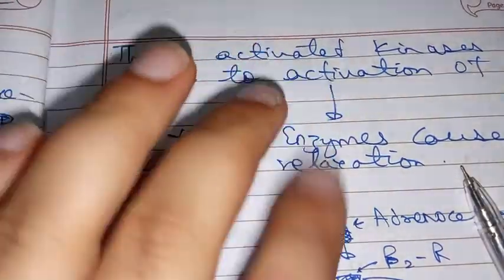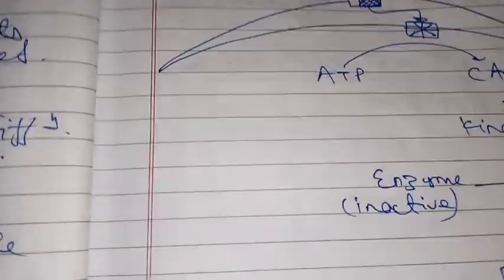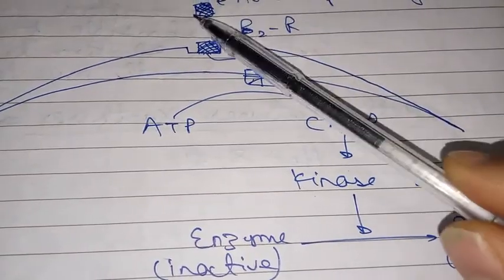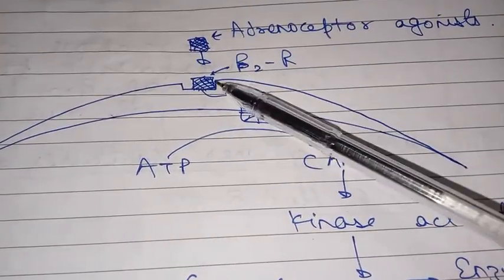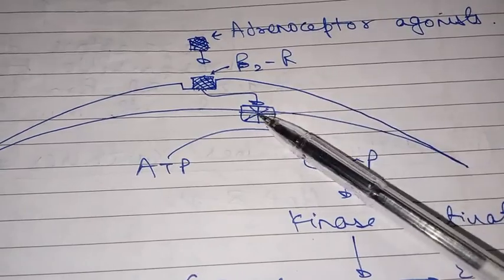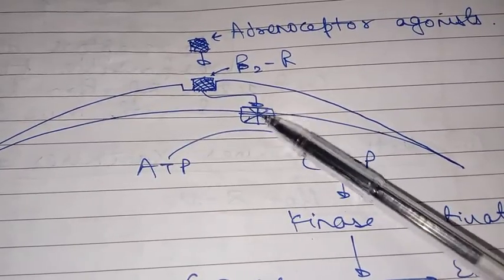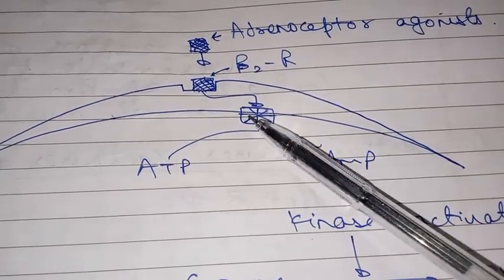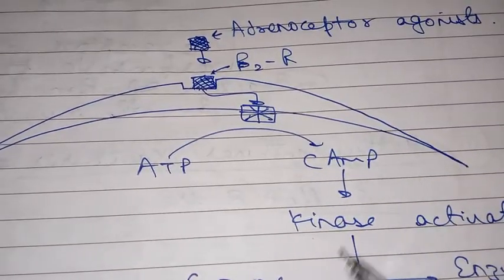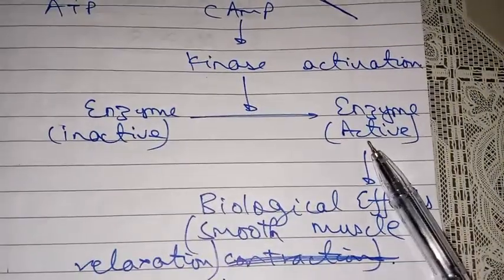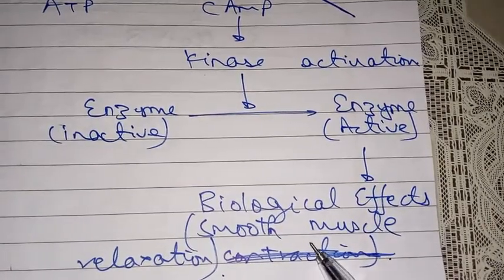Let us try to understand this with the help of a diagram. So this is the diagram, and it will be much more clear. This is the adrenoceptor agonist, that is the drug which we are administering. This is a beta 2 receptor, and this is the drug binding to the beta 2 receptor. This is the enzyme adenylate cyclase, which is activated when the drug binds to the beta 2 receptor. This adenylate cyclase converts ATP to cAMP. cAMP leads to kinase activation. Kinase converts inactive enzyme into active enzyme, and this active enzyme causes the biological effect, that is smooth muscle relaxation.